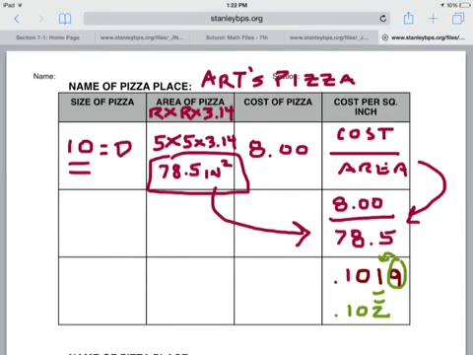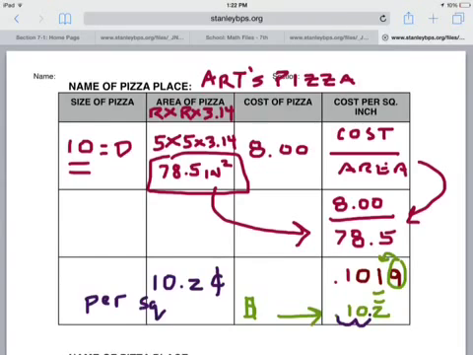This was a bit confusing today, but that 0.102, this amount right here is in dollars. And we want to change that into cents. So hopefully you can remember this from today, but we took the decimal point and moved it 2 places. So the answer to this problem is 10.2 cents, that's the cost per square inch. This is my answer.